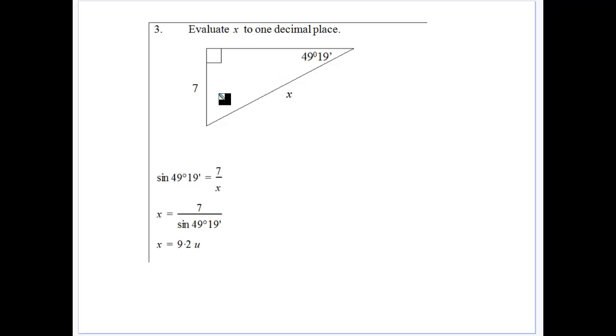Finding x there, when it's the hypotenuse, we have 49 degrees 19 minutes. Opposite on the hypotenuse gives us the sine ratio. So we're able to put that into our calculator and solve to get 9.2.